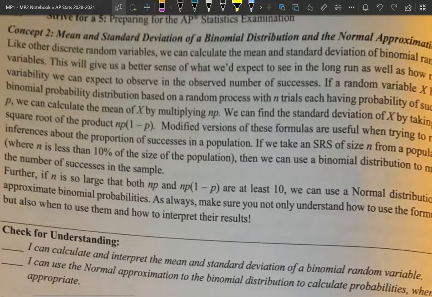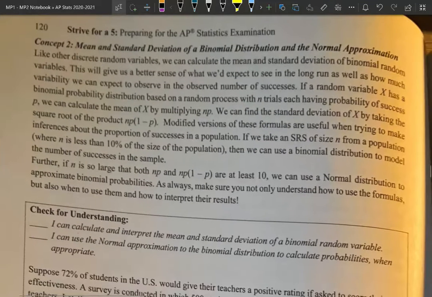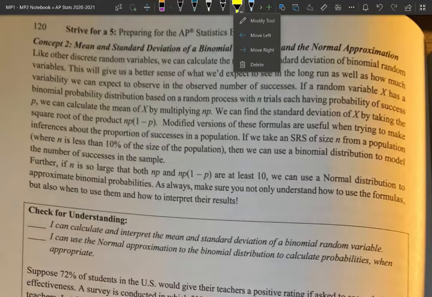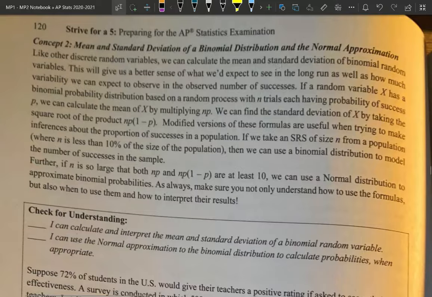The mean and standard deviation of a binomial distribution and the normal approximation. Some of this we've talked about, some of this we have not. So let's look through this right here. We have talked about the mean and standard deviation though. Like any other discrete random variables, we can calculate the mean and standard deviation of a binomial random variable. This will give us a better sense of what we'd expect to see in the long run, as well as how much variability we can expect to observe in the observed number of successes.